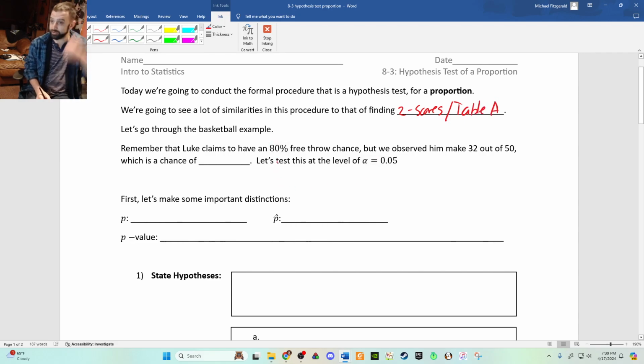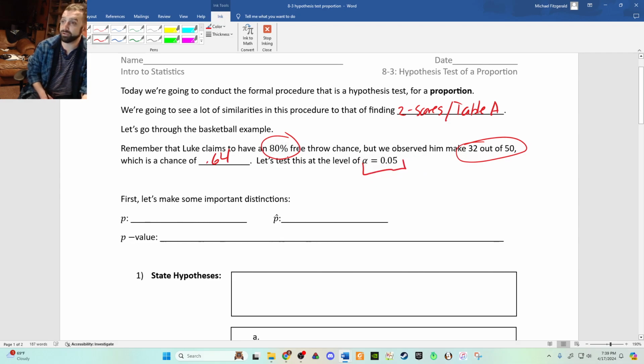With this basketball example, remember we used Luke claiming he had an 80% free throw chance, but there was some data that said he had 32 out of 50, which is 0.64. Let's test the likelihood of this claim with a hypothesis test at an alpha level of 0.05. In this case, we need to know a few different things. We'd use the null hypothesis proportion as our letter p. Our p-hat would be our sample statistic, our sample proportion, so that'd be our 0.64.